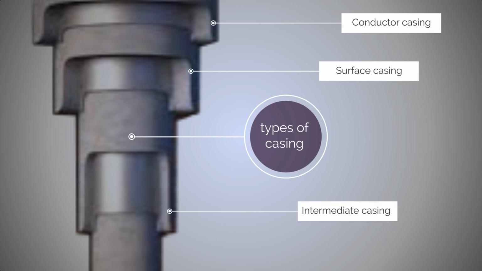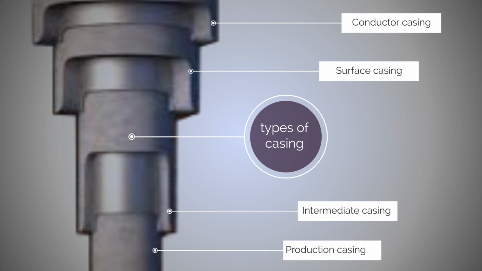Below the surface casing, intermediate casing may be installed if required. Intermediate casing is used to isolate problem zones such as abnormal pressure formations, weak formations, salt sections, or loss zones. Not every well requires intermediate casing, but in complex wells, multiple intermediate strings may be needed.